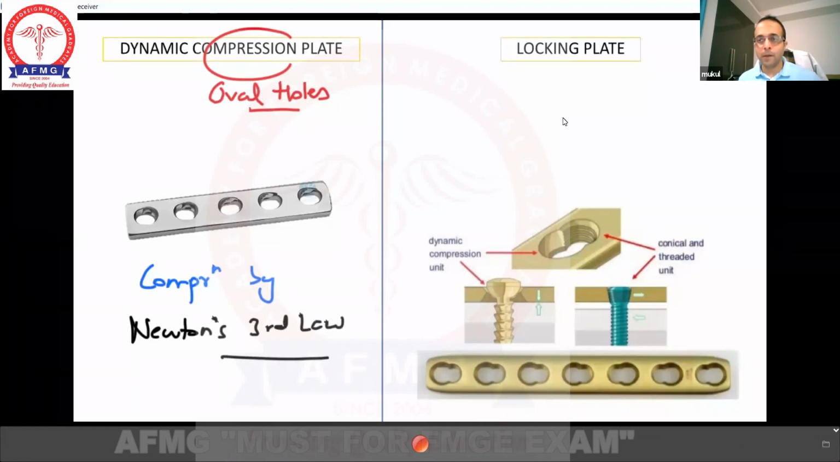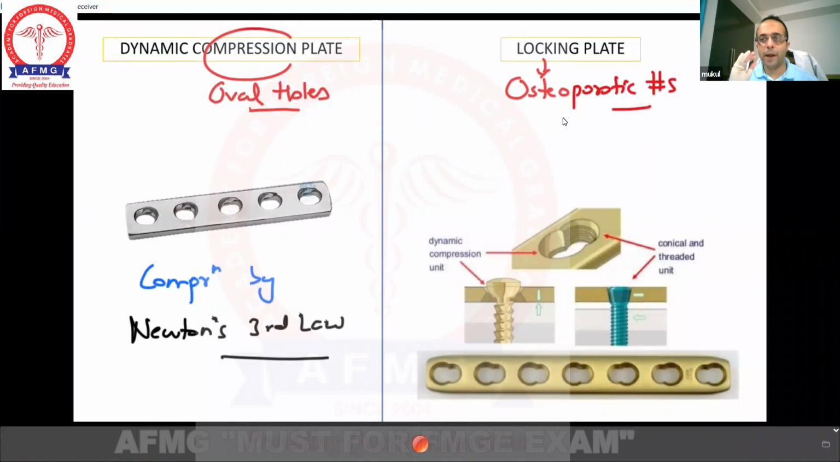Okay. Now the problem with osteoporosis is that you cannot put a screw into the bone because bone has no screw-catching property, because the bone is weak. So what you need in osteoporotic fractures is a locking plate.